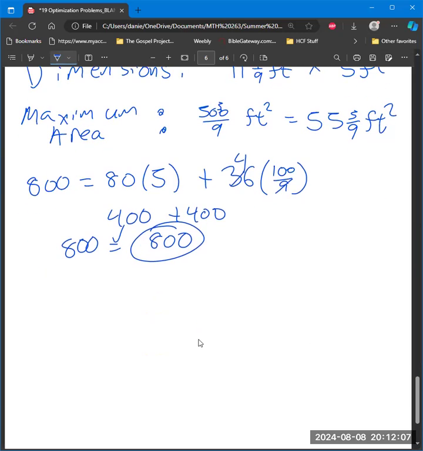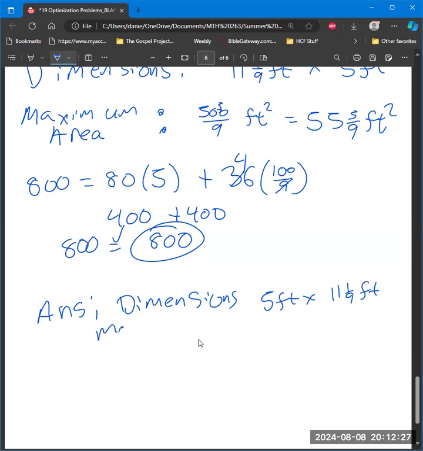So dimensions of 5 feet by 11 1/9 feet maximizes the area at 55 and 5/9 square feet.